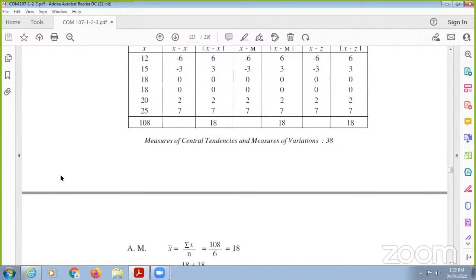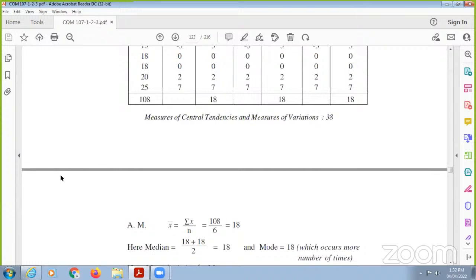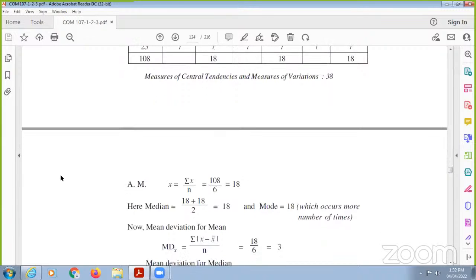Then you will find AM, x bar is equal to summation x upon n. Here total is 108 and total numbers n is 6, and 108 divided by 6 is equal to 18 here. Here median is 18 plus 18 divided by 2, that means 36 divided by 2 will be 18, and mode is also 18 here. Mode is the number which occurs more times, that is called mode here. Now here you will find mean deviation from mean.